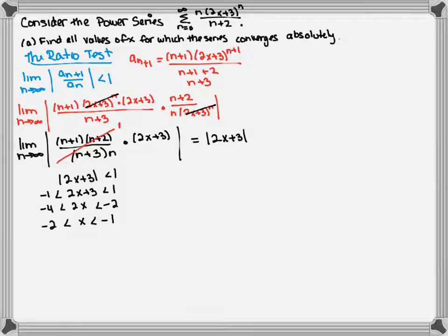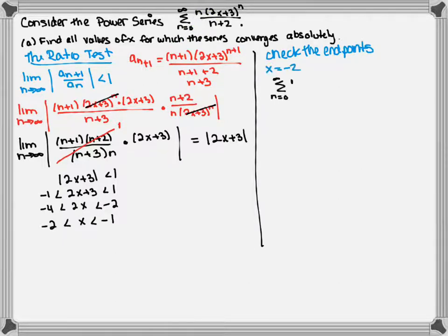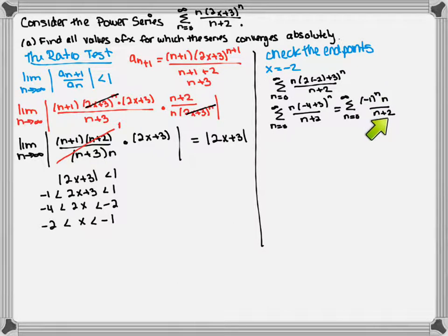Then we need to check our endpoints. So what we're going to do is substitute both -2 and -1 back into our series wherever we see an x. So at x equals -2, my series becomes an alternating series. Notice that this isn't going to pass the alternating series test because as n goes to infinity, this is not going to 0. So I'm going to use the nth term test, and this is going to diverge because the limit is equal to 1, not 0.